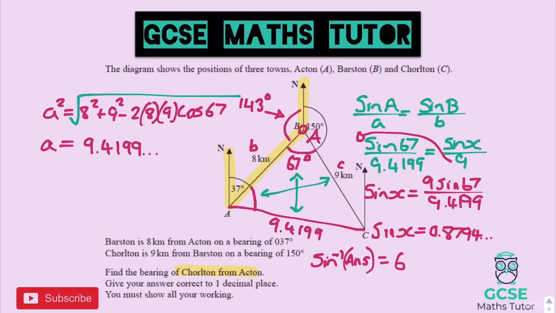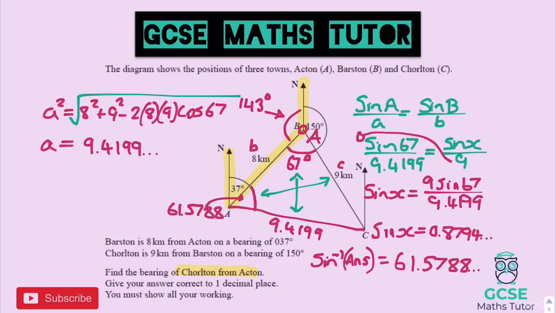We get 61.5788, and a few more decimals, but again, it only wants it to one decimal place. So there we go. We've worked out that this angle here is 61.5788.